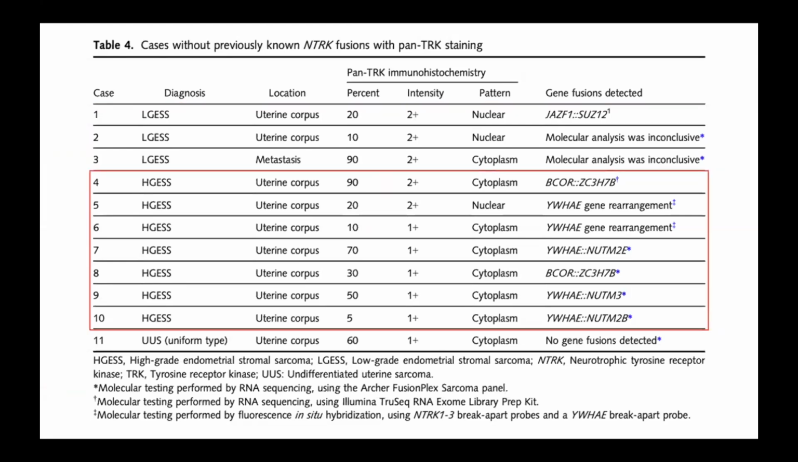For the high-grade endometrial stromal sarcomas, even though 7 of these were positive for pan-Trk, only 2 of them would have met the criteria for diffuse staining. Again, none of them had strong intensity staining. The undifferentiated uterine sarcoma again had non-diffuse, non-strong staining. You can see that even when molecular analysis was done, it was inconclusive in 2 cases, but in the others, no NTRK fusions were detected, even when RNA sequencing or FISH was done to detect them.